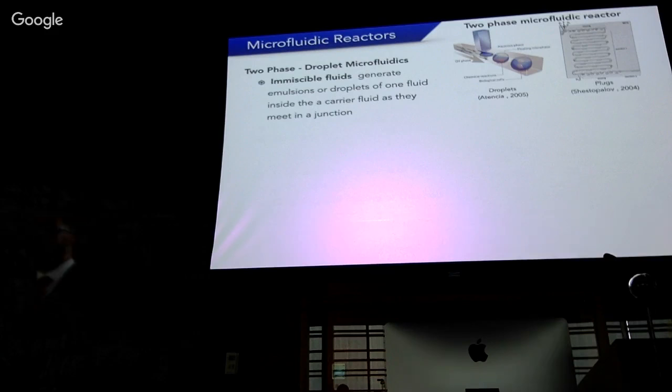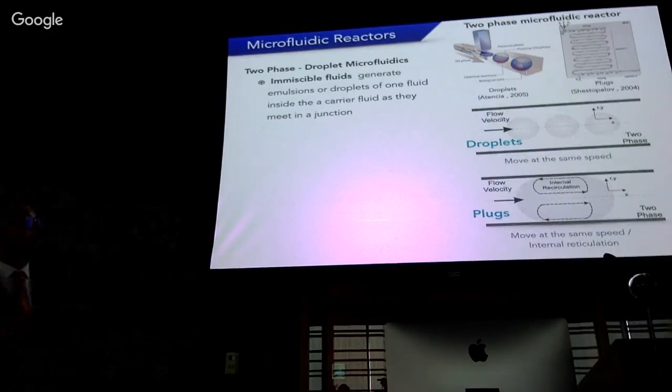The second type is two-phase microfluidic reactors. Here we use two immiscible fluids. One is oil-based, one is water-based. And then you generate droplets, and inside the droplets, reactions can take place. There are two types: one that is called droplets, the other one is plugs. The difference between them is that the droplets don't touch the walls, and the plugs touch the walls, and because of that, they have internal circulation.